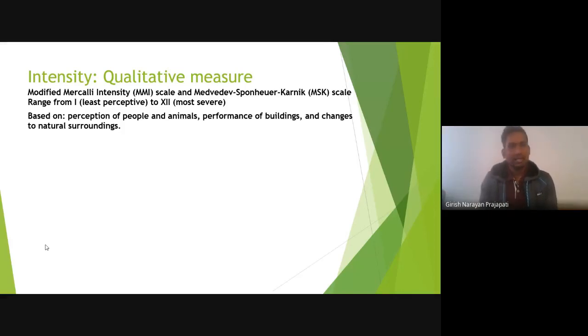And the changes to the natural surroundings: how our trees, forest and rivers are behaving. If the forest is completely destroyed, or whether from the sea we have some tsunami or not. So the intensity is generally based on these three points: perceptions of the people and animals, performance of buildings, and changes to the natural surroundings.